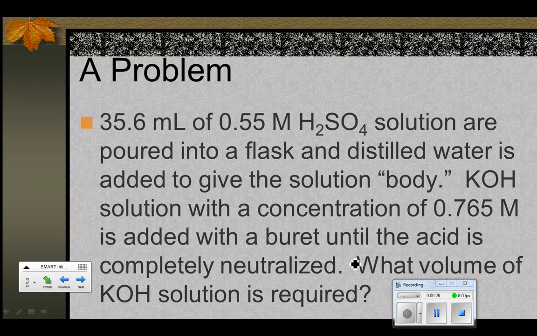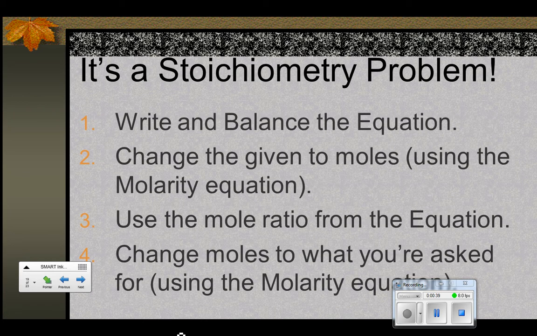It's kind of a long problem, and it turns out there are some things in there that we aren't going to use in the problem. It's just describing the actual process. But if you look at what's given here and what's asked for here, you can see that this is essentially just a stoichiometry problem. So the familiar parts to a stoichiometry problem are to write and balance an equation and then change the given thing to moles. And since this is all done in solutions, that'll be with molarity. And then we'll use the mole ratio from the balanced equation and finally change back to what we're asked for, again using the molarity equation.